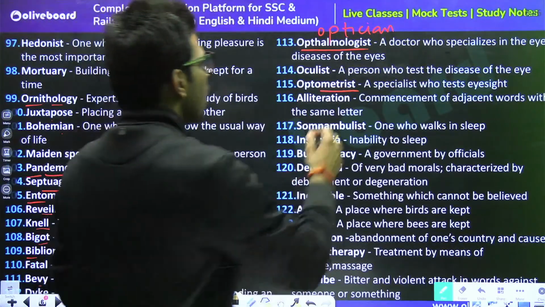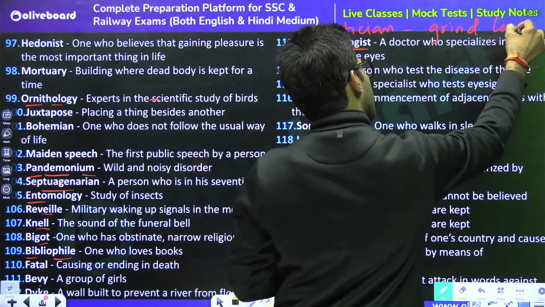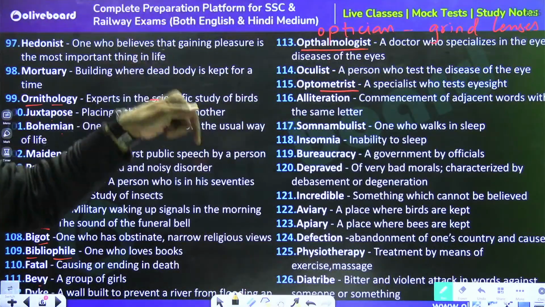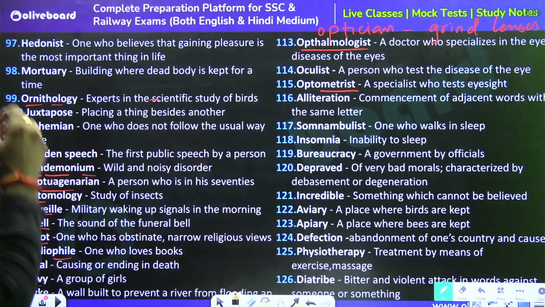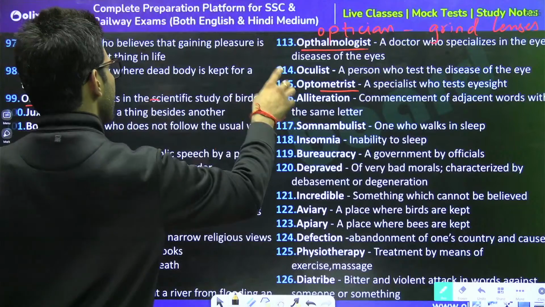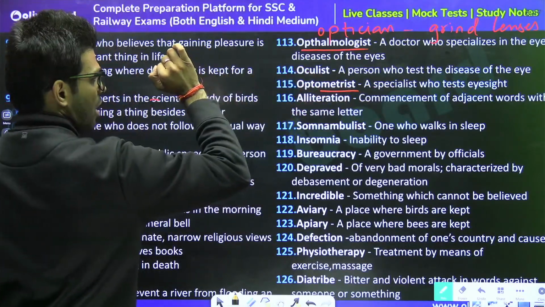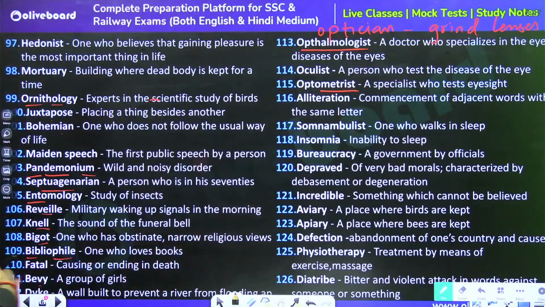Optician is the one who just grinds lenses, if we talk about the precise meaning of this word. I repeat, ophthalmologist, eye doctor, he can perform a surgery. Oculist, an eye doctor who can perform a surgery. Optometrist is the one who just measures metrics, your vision. Optician, just grinding lenses, making, say, spectacles and such.